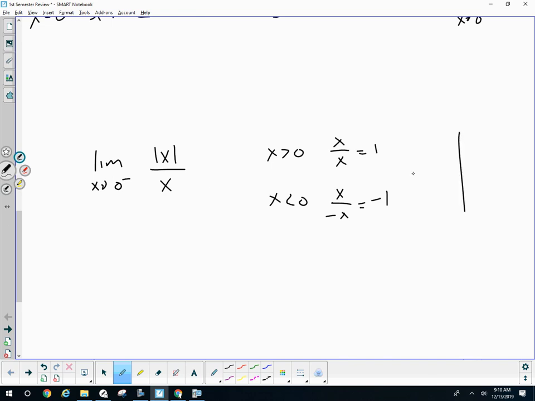We need to be comfortable with a type of function like this. It's called the jump function. It's jumping from -1 to 1. If I'm asking you the limit as x approaches 0 from the left, to the left of 0, I'm down here at -1.